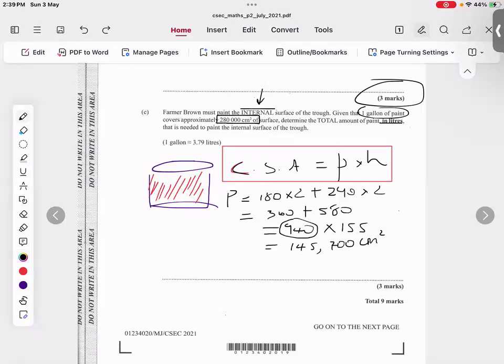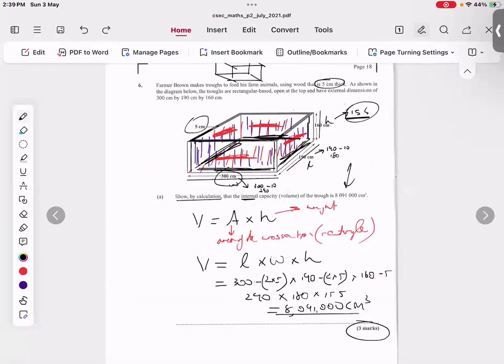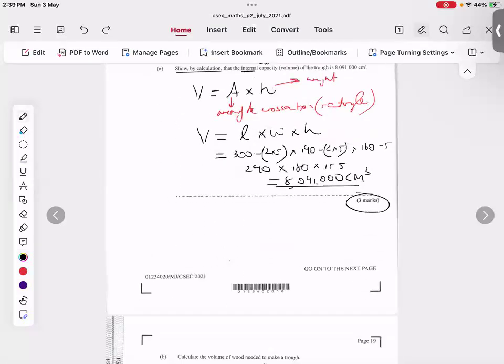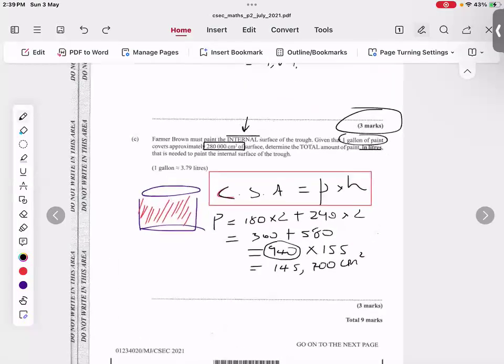Sir, what about the other walls? Yes, we said you should go back to the question, please. They said they want it in liters, so wouldn't you divide it by something? We don't reach that part yet. We're finding the area first. Remember, the formula itself covers the four walls. The formula itself covers the entire four walls.